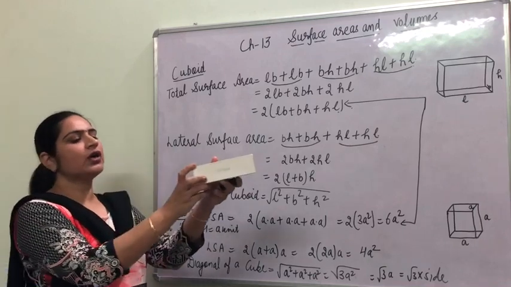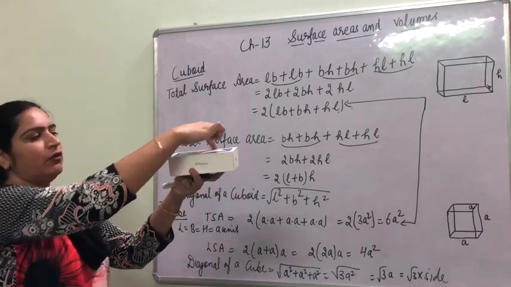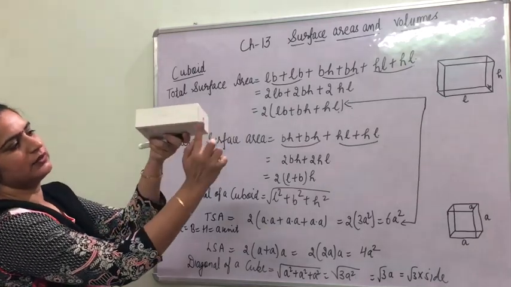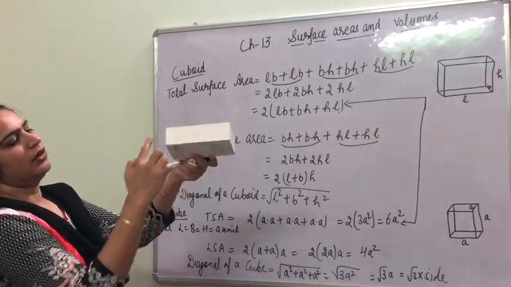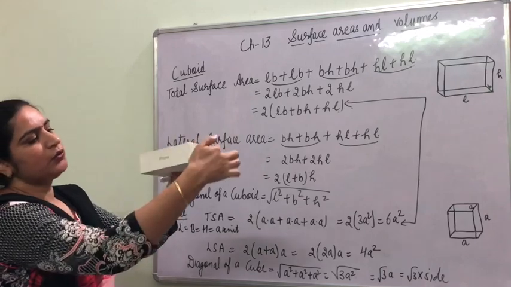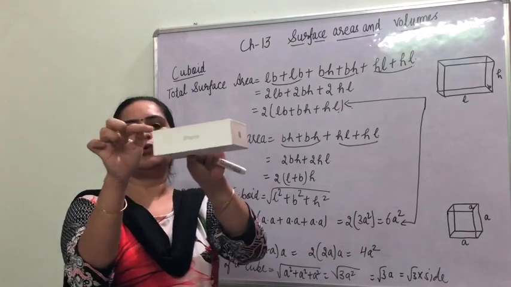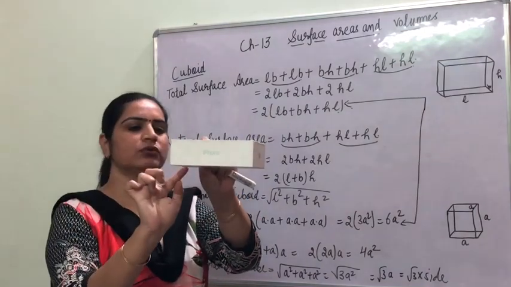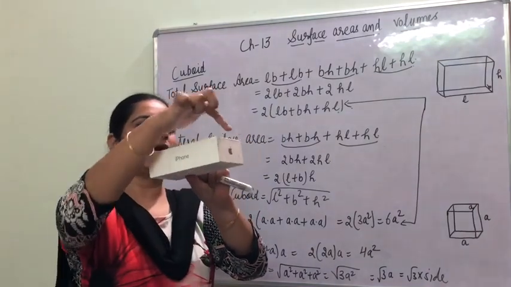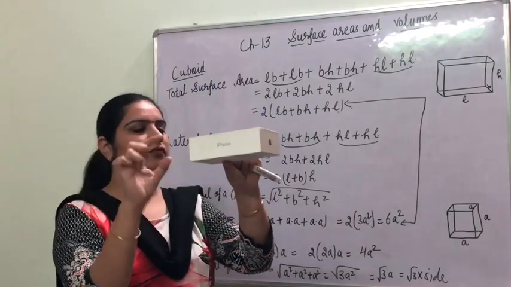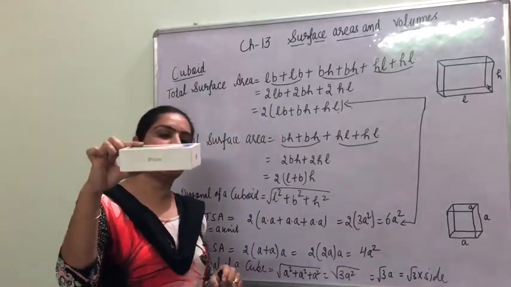If we want to count edges, look here. 1, 2, 3, 4. Similarly 5, 6, 7, 8, 9, 10, 11 and 12. Total 12 edges are there. If we want to count corners: 1, 2, 3, 4, 5, 6, 7 and 8. 8 corners are there. These 8 corners are called the vertices.